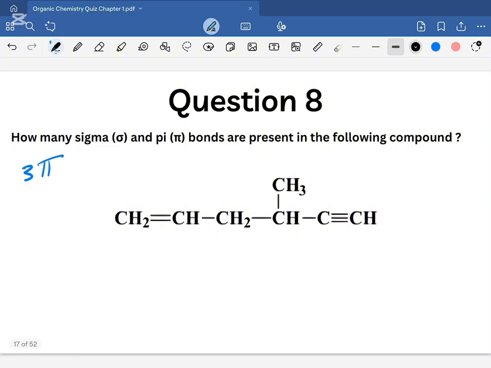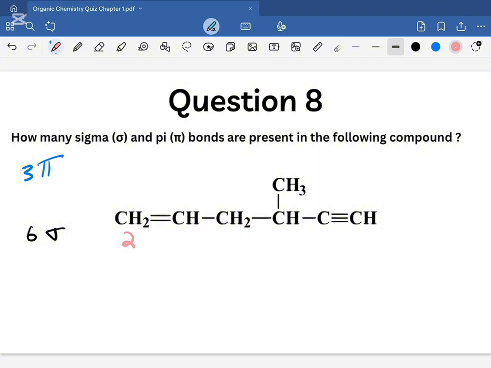So over here, let's first count the ones that are visible. So here we're going to have 1 sigma bond. This is 2, 3, 4, 5, and 6. So now we have 6 sigma bonds that are visible. Let's now count the ones which are not between the carbons and between the carbon and the hydrogen. So for this one, we're going to have 2.